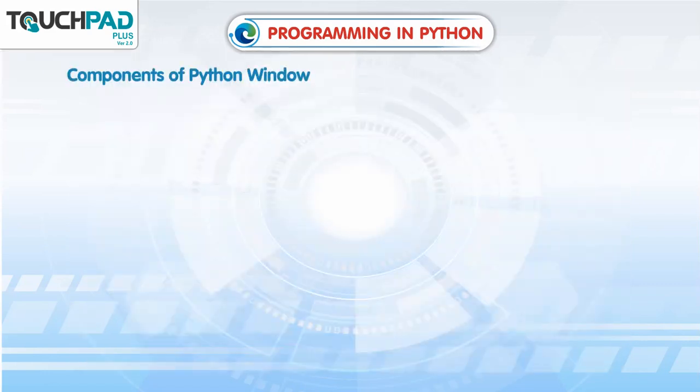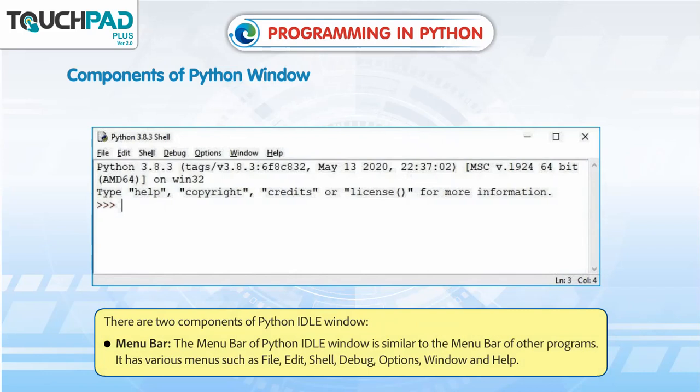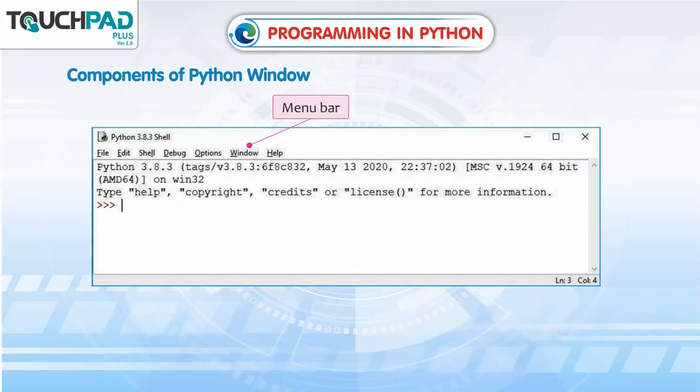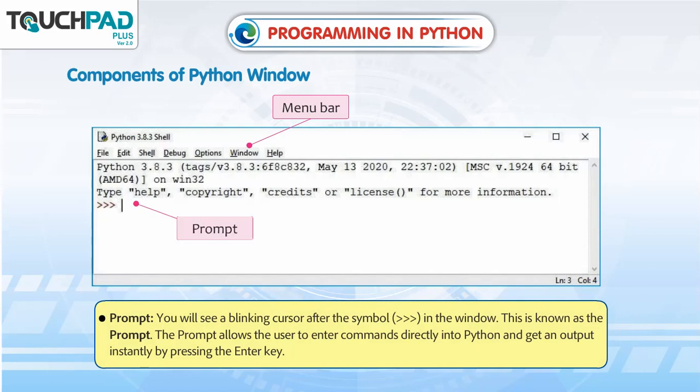Components of Python window. There are two components of Python IDLE window. Menu bar. The menu bar of Python IDLE window is similar to the menu bar of other programs. It has various menus such as File, Edit, Shell, Debug, Options, Window, and Help. Prompt. You will see a blinking cursor after the >>> symbol in the window. This is known as the prompt.